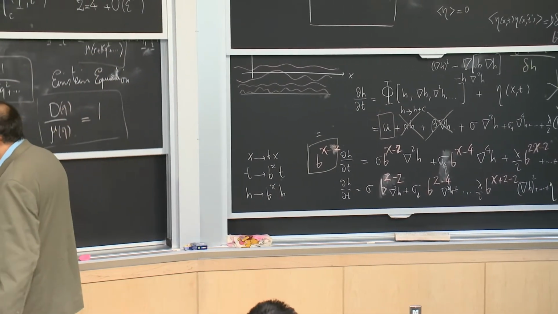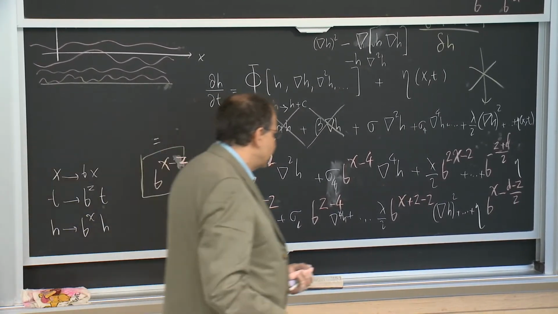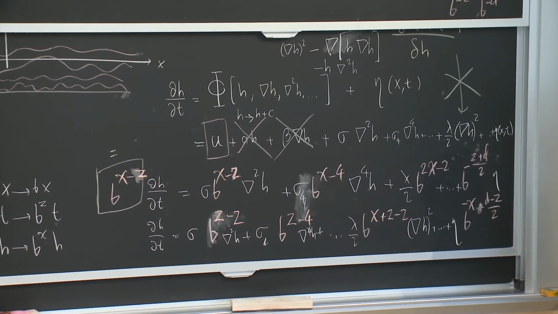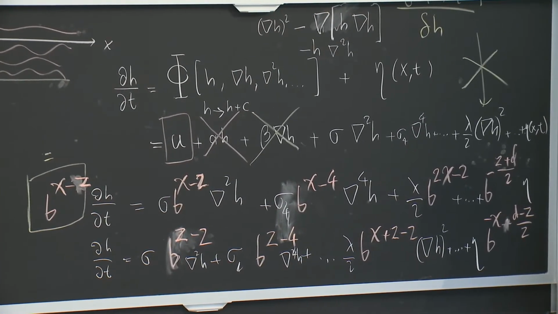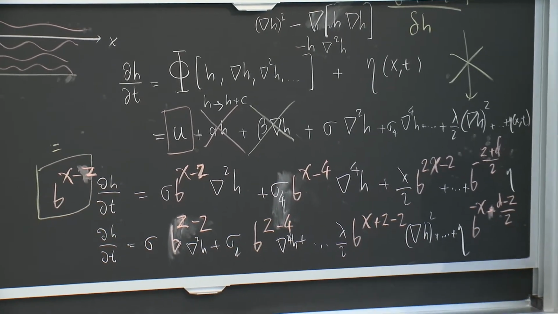Okay. B to the minus chi, you're right. And then actually this I forgot. No? Minus chi minus d over 2. I forgot. Z over 2 minus d over 2. Oh, that's fine. Okay.